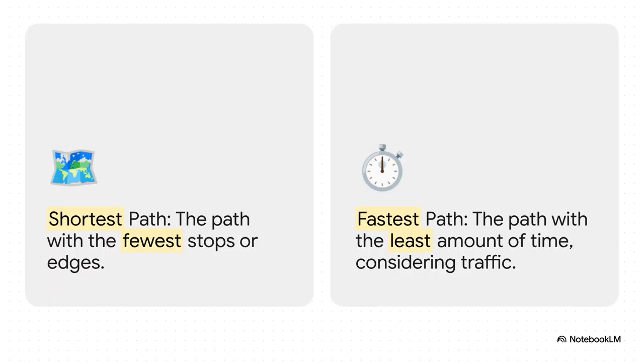Its distance is 2. It's the most direct route you can take. Simple as that. But hang on, because this is where it gets really clever. The shortest path isn't always the best path. Think about it. Taking the route with the fewest turns doesn't help much if one of those roads is a total parking lot because of traffic, right?